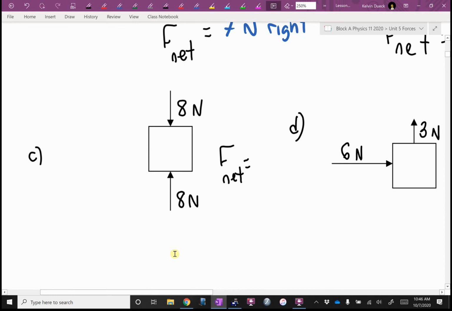Ooh, what's the net force here? This situation, if you know the net force is 0 newtons, hugely useful, hugely important. You can make a bunch of statements. If you know the net force is 0, you can say, I know certain laws of the universe apply.